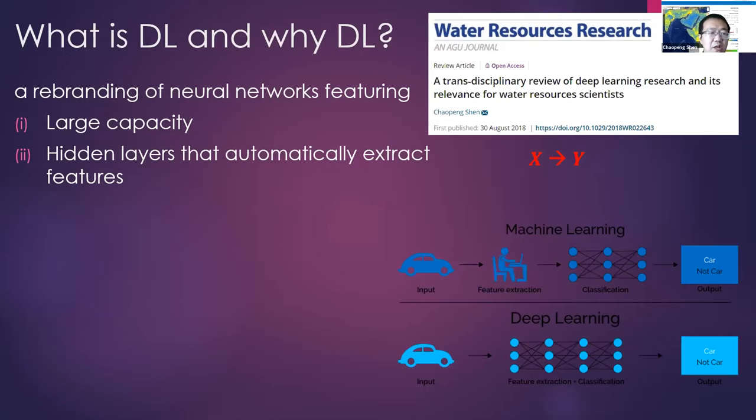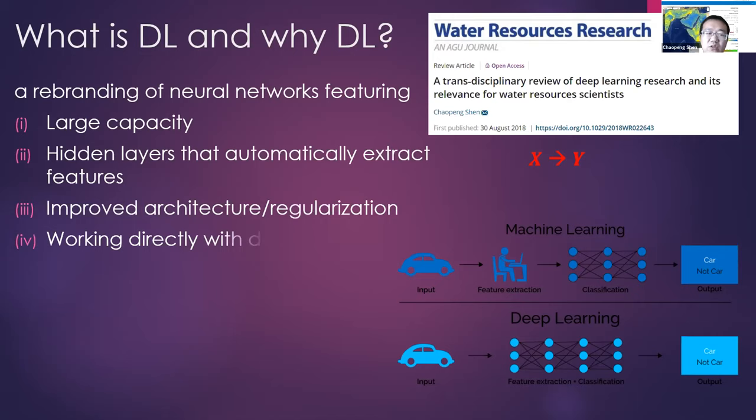Of course, you already heard that it has hidden layers that automatically extract features, improved architecture, regularization techniques, working directly with data. So a primary value proposition for deep learning is the avoidance of expertise, which is a little bit annoying to us as experts, but as I will explain later, we really can't live without the expertise. At some point, they need to come together. There are many places where experts are very important in the workflow.